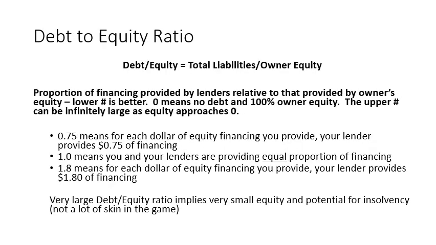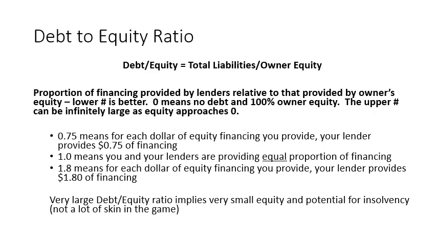And then finally, debt to equity ratio is the proportion of financing that lenders provide compared to what's provided by the owner's equity. A lower number is better. 0 means no debt, and 100% owner equity. The owner owns it all. They have no debt. They have no liabilities. And then the upper number can be infinitely large as equity approaches 0.